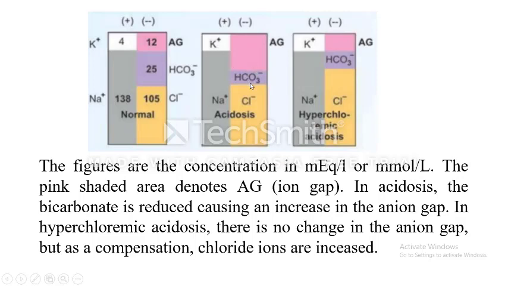between potassium and bicarbonate. In hyperchloremic acidosis, where the chlorine is involved, what happens? There is no change in ionic gap. You see, it is the same. The ionic gap is the same, but what happens? The chlorine ion concentration increases.